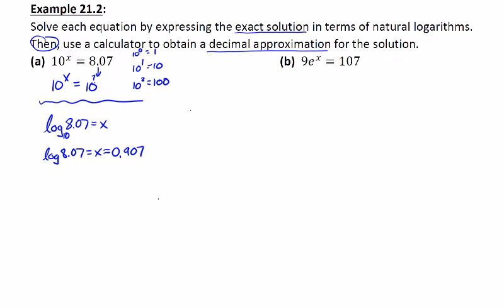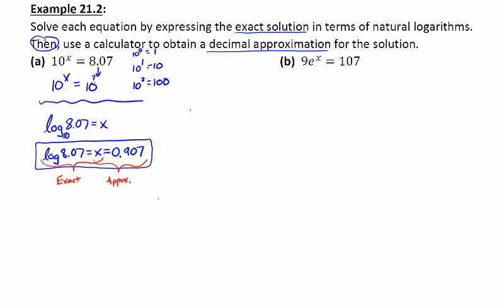So what we have here is both answers all written together on one line. The 0.907 is your decimal approximation, and the log of 8.07, this is known as the exact answer. So once you have an exact answer, then anybody could take that, plug it into a calculator, and get the degree of accuracy that they desire, whatever the decimal places are. So exact answers are useful, and they are good to have for that very reason.